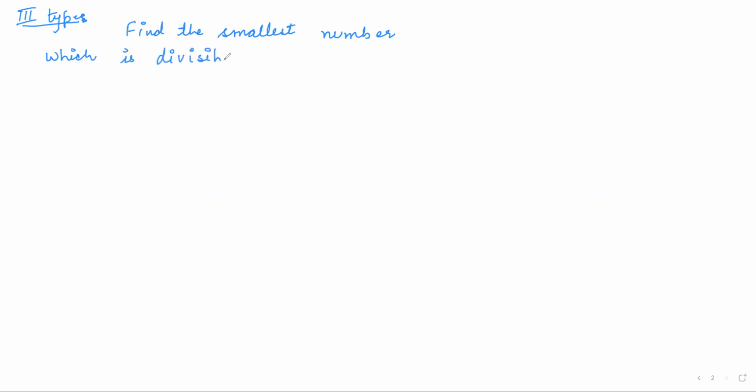Okay, next type of question, which I can say, third type, based on the same formula, can be like this. Find the smallest number which is divisible by both 306 and 657.